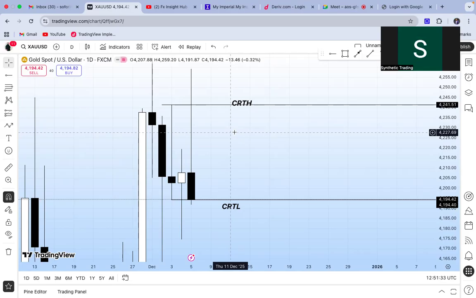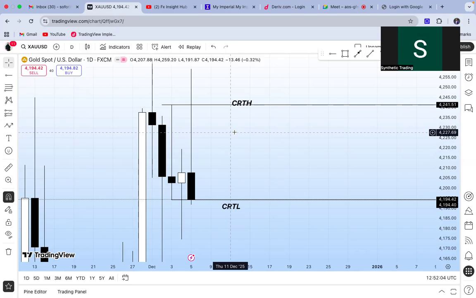Now, the thing is that you can find a CRT on every time frame, but personally, I will suggest you stick to the daily and the 4 hour time frame. And the 1 hour, yes, you can find them too. You can find them on 1 hour, 2 hours, and all that. But personally, I would say stick to these ones. For the 1 hour, maybe you can use it for scalping, because that would be a short.